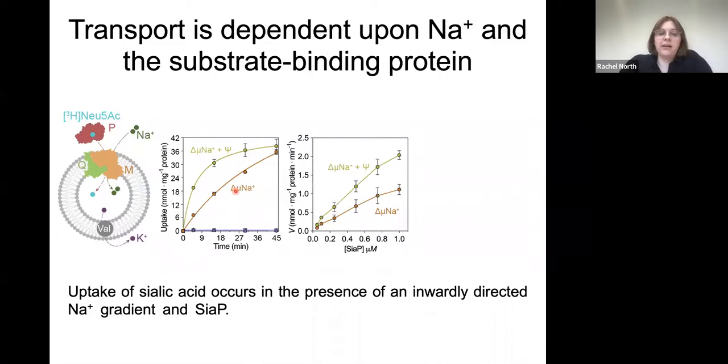We also found that the uptake of sialic acid occurs only in the presence of the SiaP substrate binding protein. So without SiaP, at 0 micromolar here, we have basically no transport, and transport increases as the SiaP concentration increases. So it's concentration dependent. And again, you can see that transport is really enhanced in the presence of this membrane potential here.